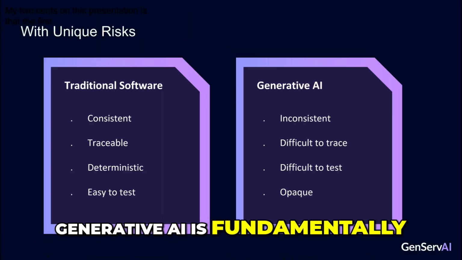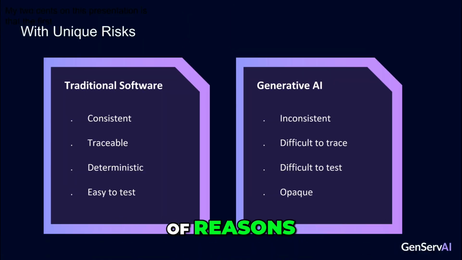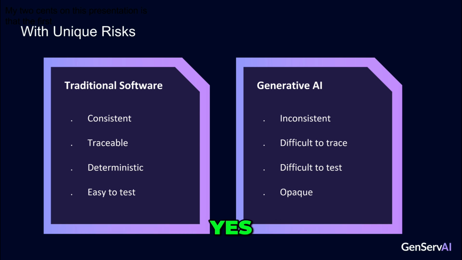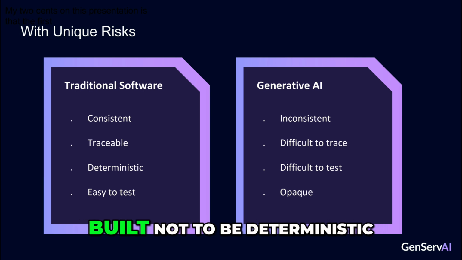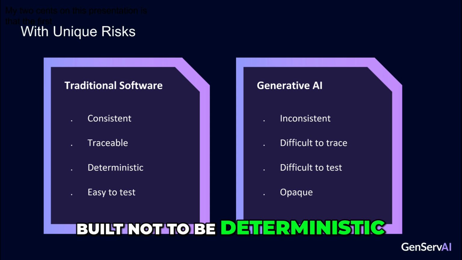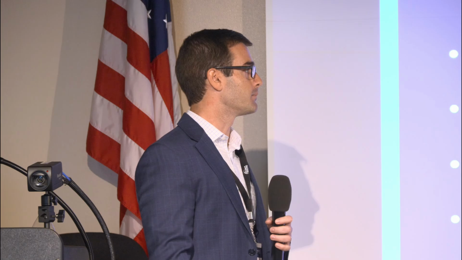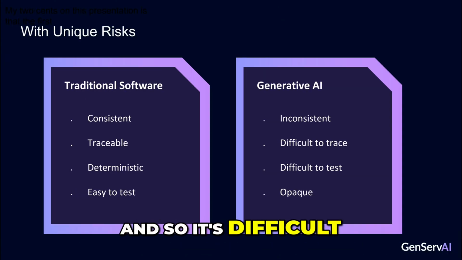Generative AI is fundamentally different for a lot of reasons. One, it's inconsistent. And that variability is built into the architecture of these models. Yes, I know you can set the temperature of a model to 0 and you're going to get less variability, but it is not deterministic, and they are built not to be deterministic. They're difficult to trace, and there are a few reasons for this. And so it's difficult to test.